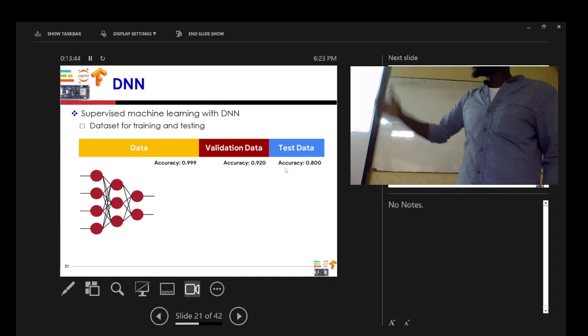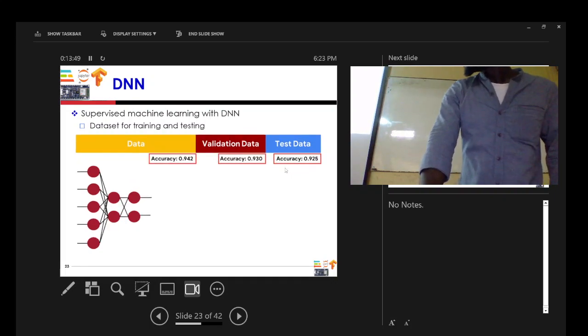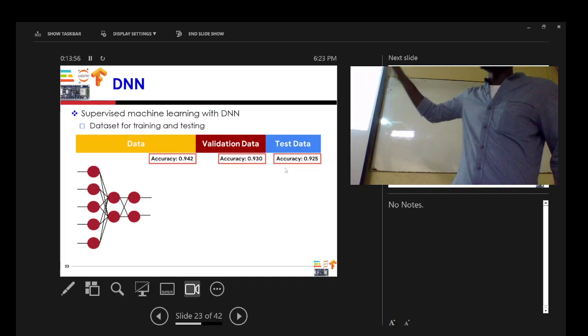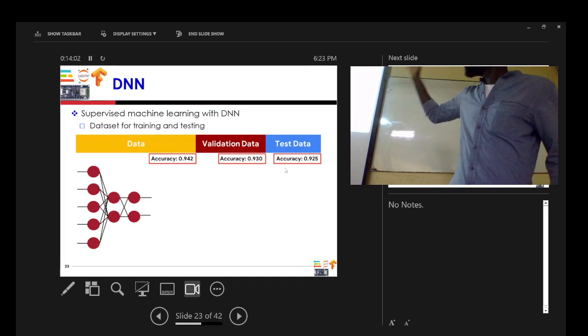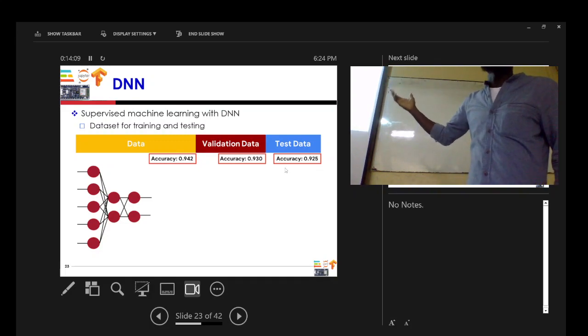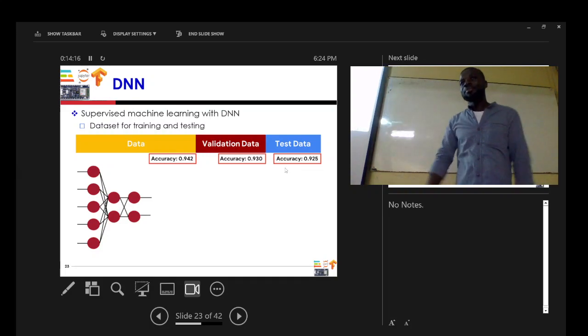So you have to go and change your network again. You change your network, and then it behaves like this. Your training accuracy will reduce. Sometimes it reduces, sometimes it increases. It depends. Here you are getting 0.94, your validation accuracy is 0.93, and your test accuracy is 0.92. This is better, right? Because your test accuracy of 0.92 is close to the 0.94. That is good enough. Understood?